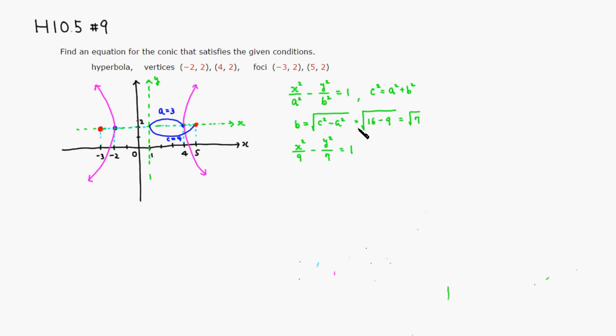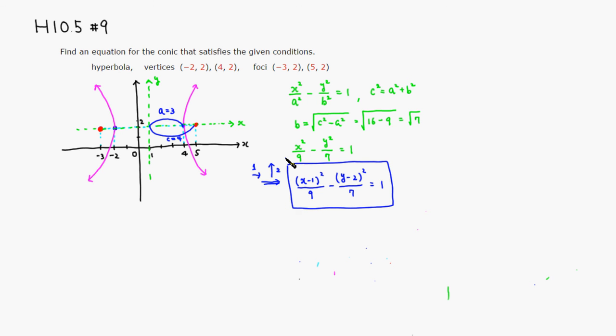Now we have to shift a little bit. Originally it's going to be here, so we have to shift it to the right 1 unit, because you have to go this way, and upward 2 units. In order to shift right, we do (x minus 1) squared over 9, and 9 stays the same, minus, and in order to go up, we do (y minus 2) squared over 7 is equal to 1. So this is the equation that we're looking for.